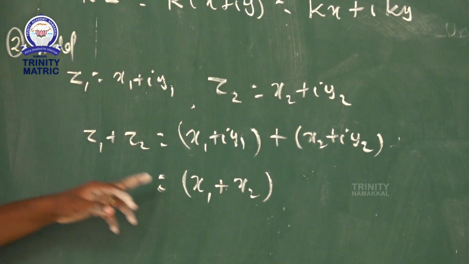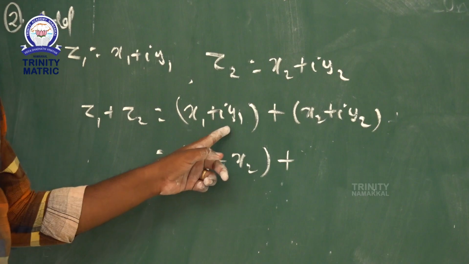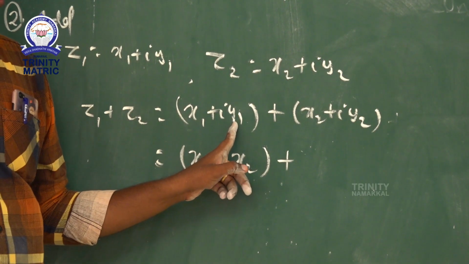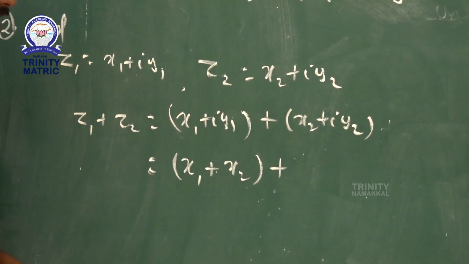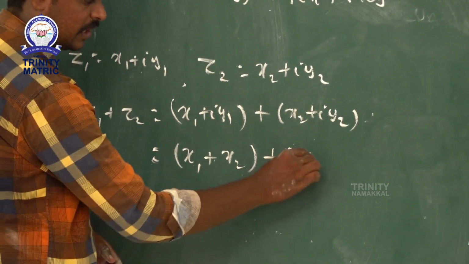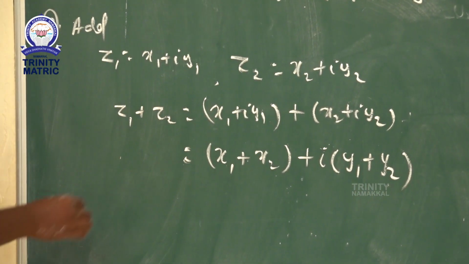So x1 plus x2 separately. Next one is the imaginary part. Here iy1 is the imaginary part, and here iy2 is the imaginary part. i is the common term, so take it outside. So the remaining is y1 plus y2. That is the sum of the terms.